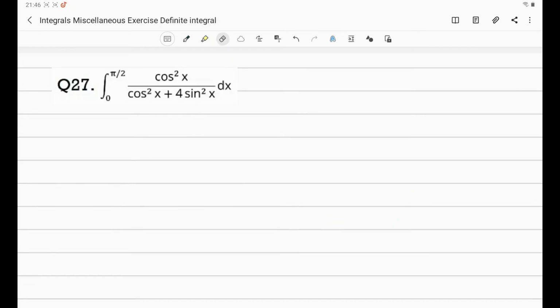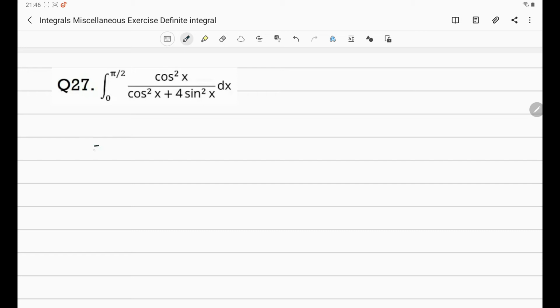Hi everyone. In this session, we will discuss the definite integral problems from the miscellaneous exercise of the chapter integrals. Question number 27. Integral 0 to pi by 2 cos square x by cos square x plus 4 sin square x dx.